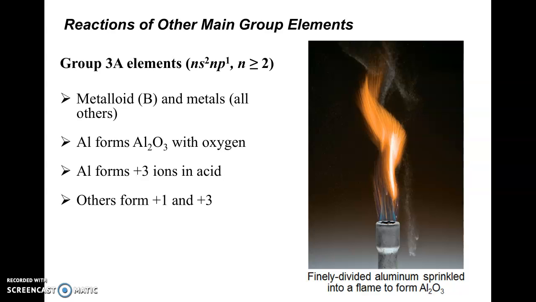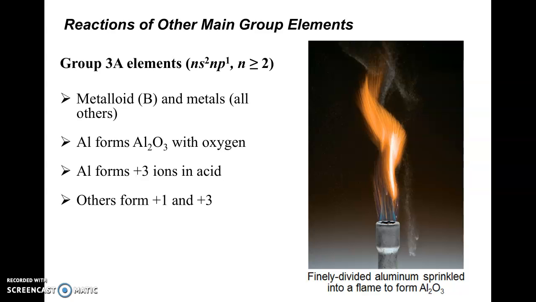All right, the next one we look at is the 3A group. So these are the group under boron. They have an ns2np1 configuration, one electron in that p orbital, with the n being equal to or greater than 2. Boron is a metalloid. It's very unusual, but everything else in that group are metals.